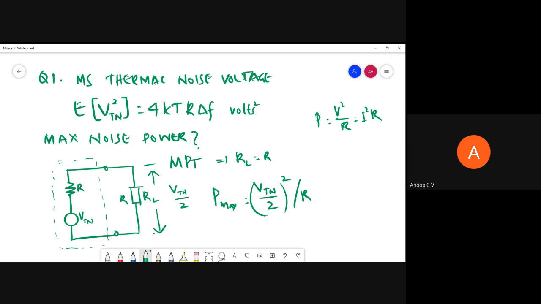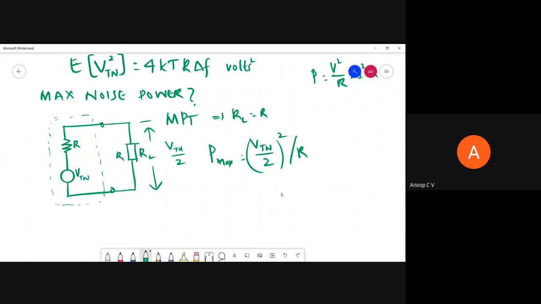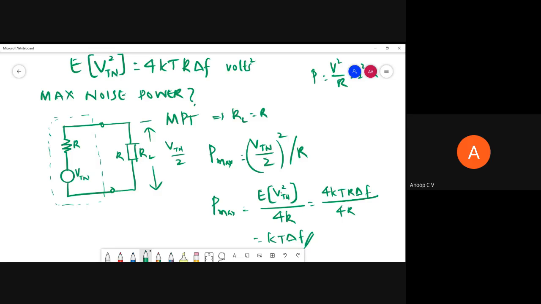We know the mean value of the square of VTN. VTN is not a constant, it keeps on fluctuating, so instead of VTN as such, we consider the mean value, E of VTN square, divided by 2 squared, which is 4, times R. We are given E of VTN square as 4 K T R delta F, divided by 4R, so it will be K T delta F. So this will be the maximum power any noise source can deliver to any given network.